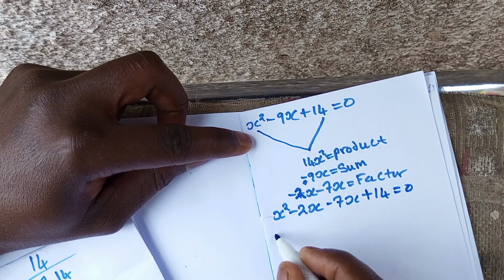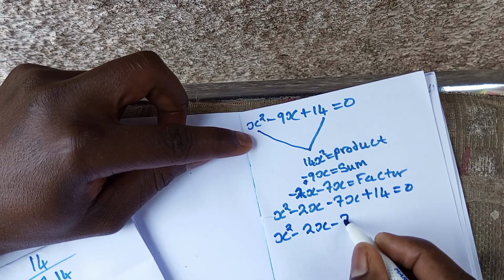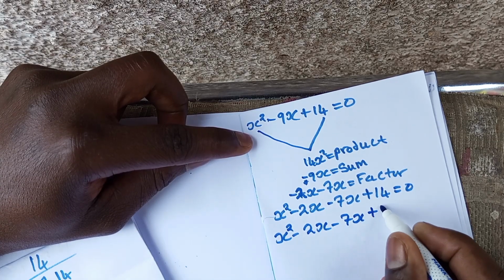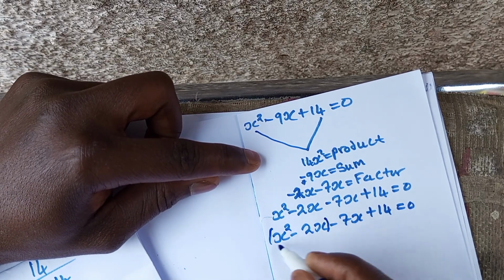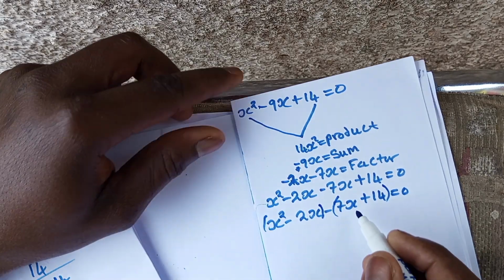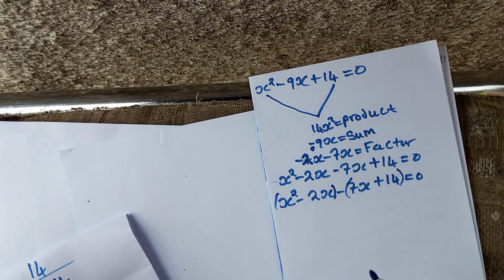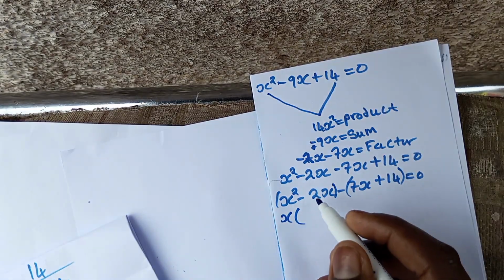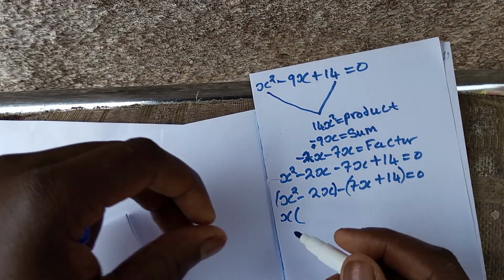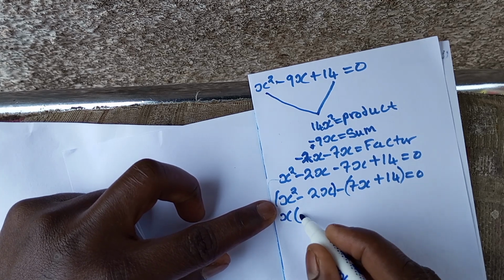equals to 0. Now the next step, you are going to bracket it 2 by 2. So what is common here? The common letter here is x. Factorize x. Here is x squared. You divide by x. You are going to have what?